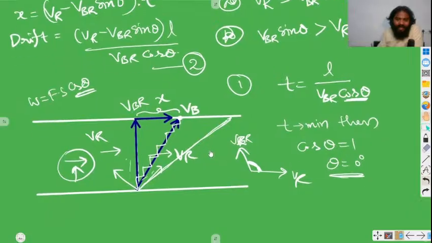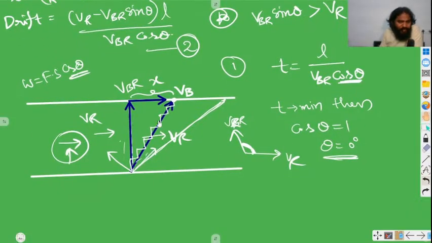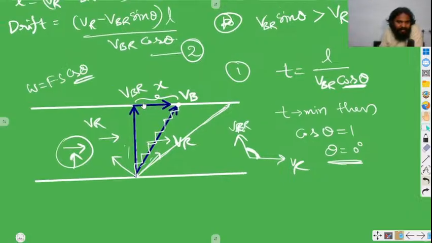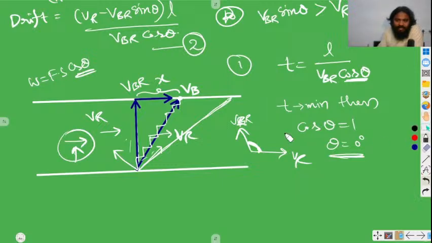Okay. And here you can use the Pythagoras theorem also. Hypotenuse VB square is equal to VBR square plus VR square. This is nothing but the river velocity VR. So you use the Pythagoras theorem here to solve this kind of questions, right?